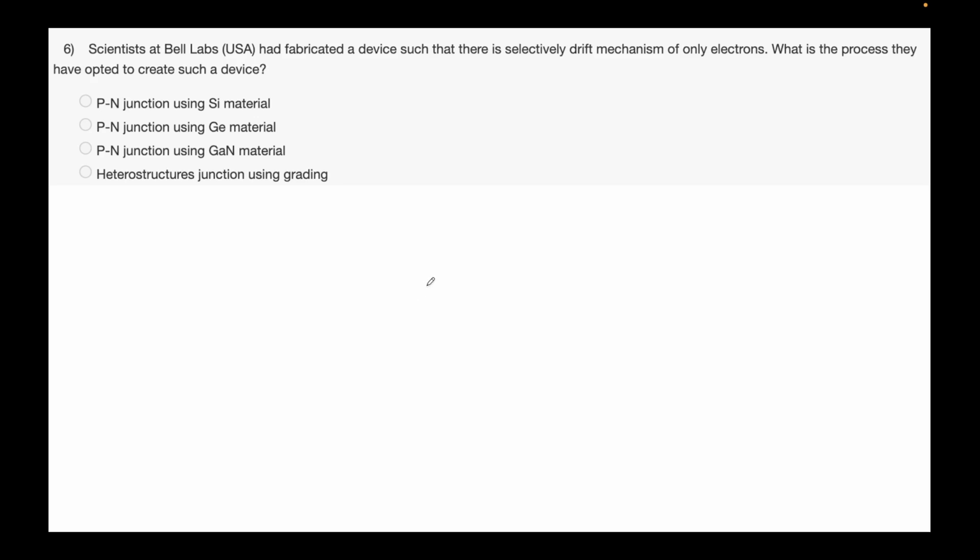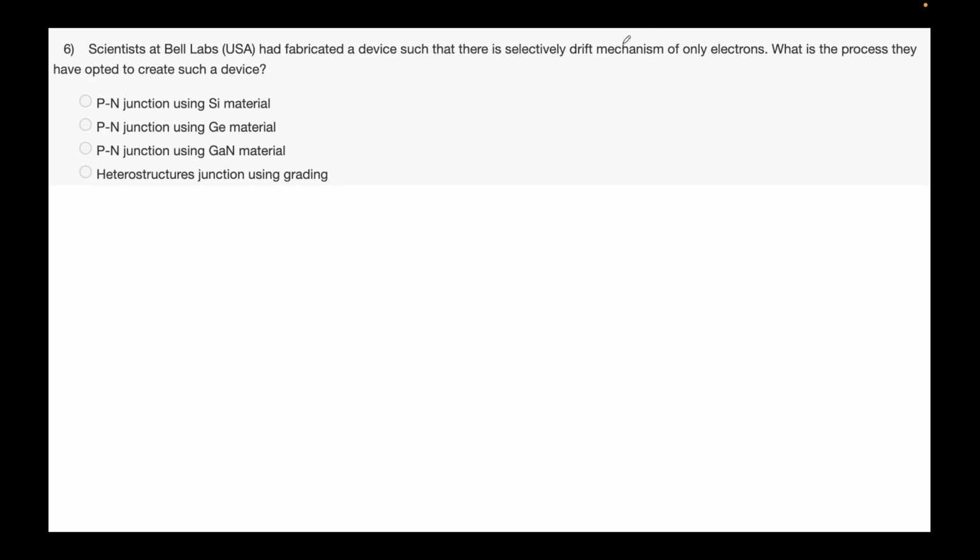Okay, right. So these kinds of problems do come up for researchers, and sometimes industry and other actors approach the researchers to find such a material, grow such a material, find out what is the best we can do. So this is such a kind of problem. In this question, let's say a company at Bell Labs, their scientists have fabricated a device such that there is a selective drift mechanism of only electrons. How did they do it?